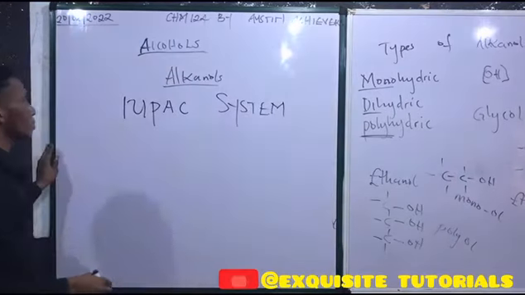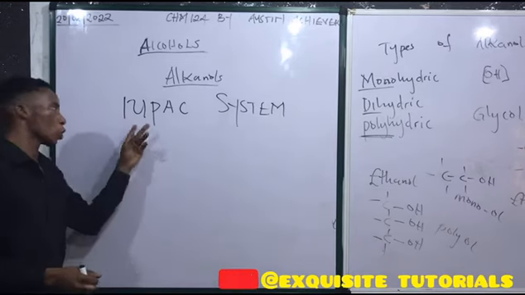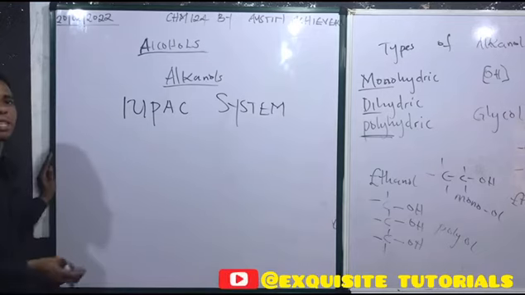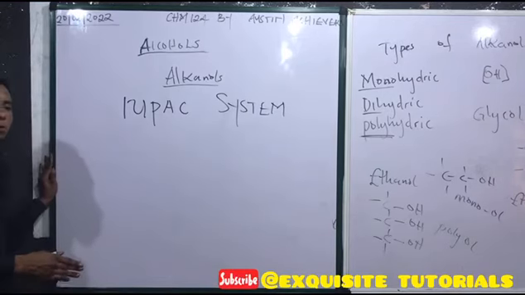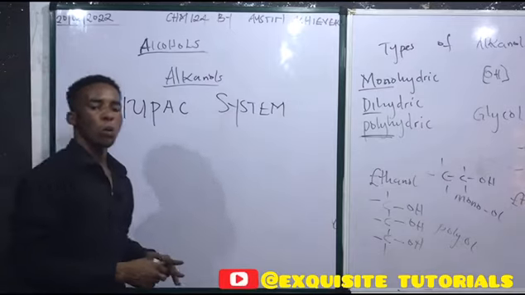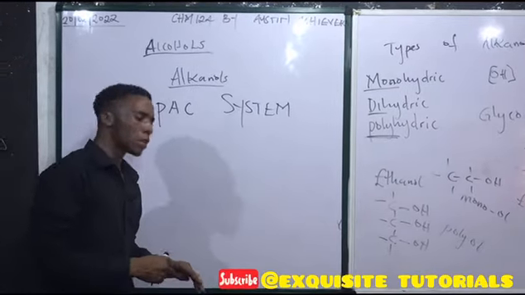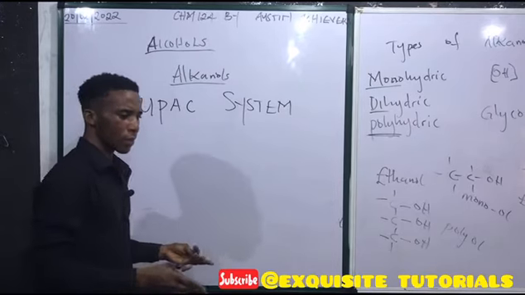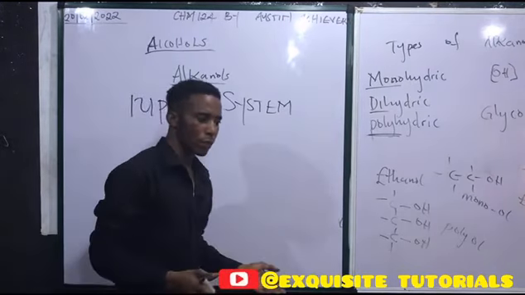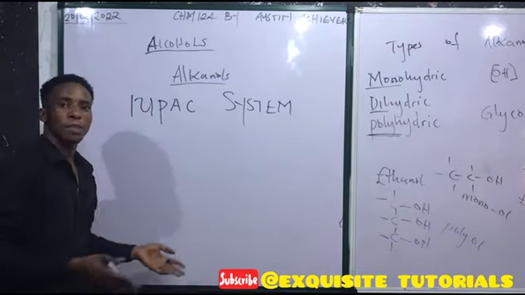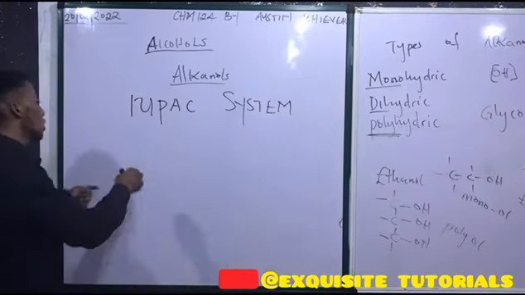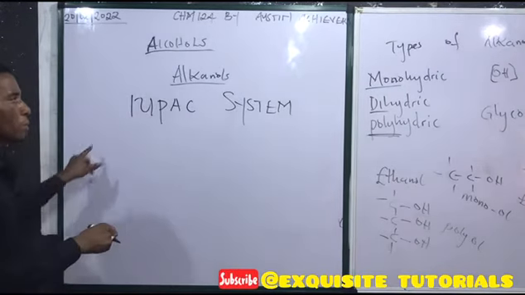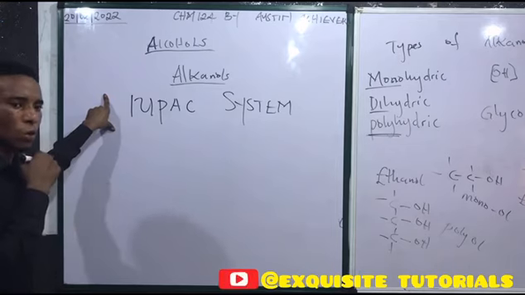IUPAC system. This is the International Union of Pure and Applied Chemistry system. This is the most extensive and the most comprehensive way of naming organic compounds, be it the type of functional group, whether alcohols, carbonyls, ethers, esters, carbohydrates, alkanes, alkenes, alkynes, whatsoever. Now, there are rules that will help us remember the nomenclature of these organic compounds.